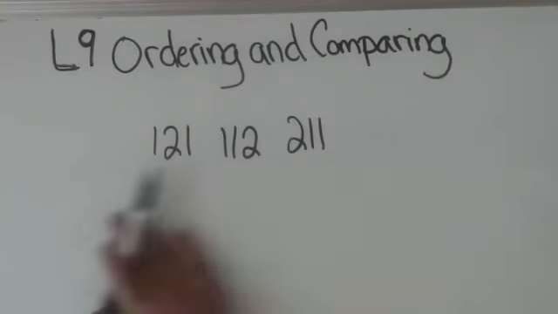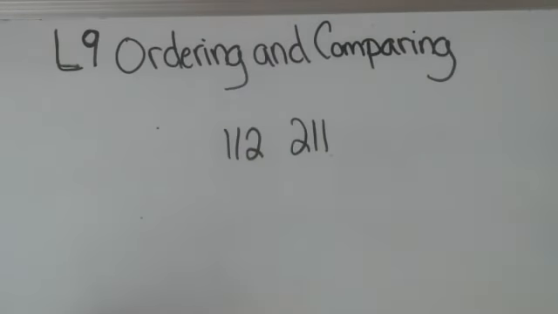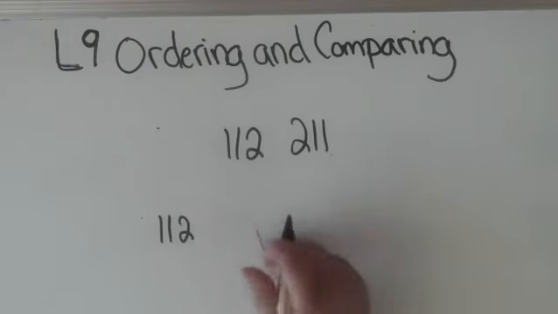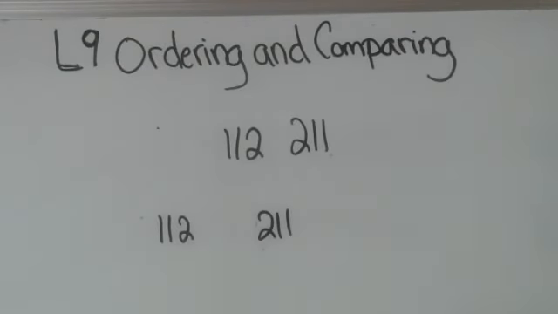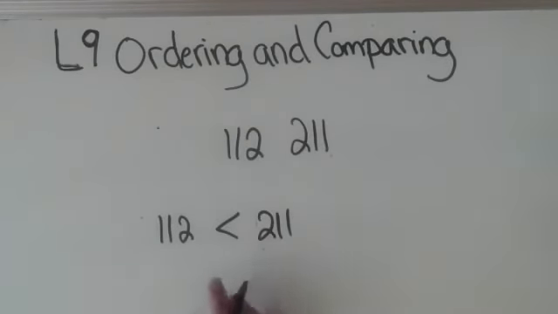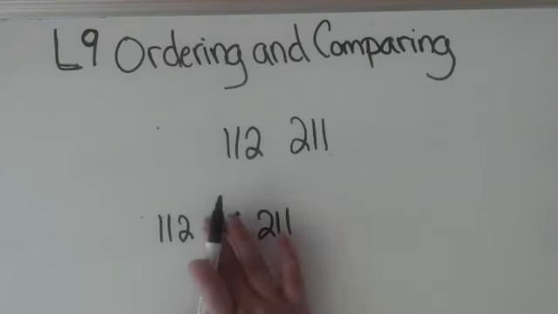If we were doing these using the symbols, and let's say I just had those two numbers, so I have 112 and 211, and I was comparing these using my symbols, my symbol for this one would be this. And remember, when I say this, it says 112 is less than 211. Because when the smaller part is pointing toward it, you're saying less than. Where if it had the bigger part, you're saying more than or greater than.